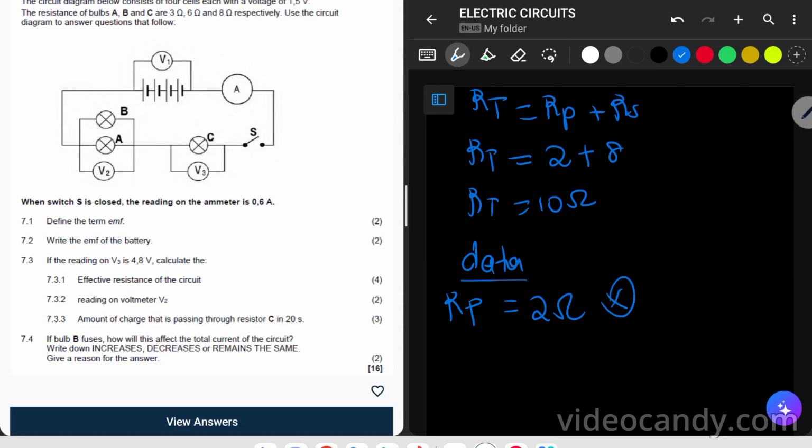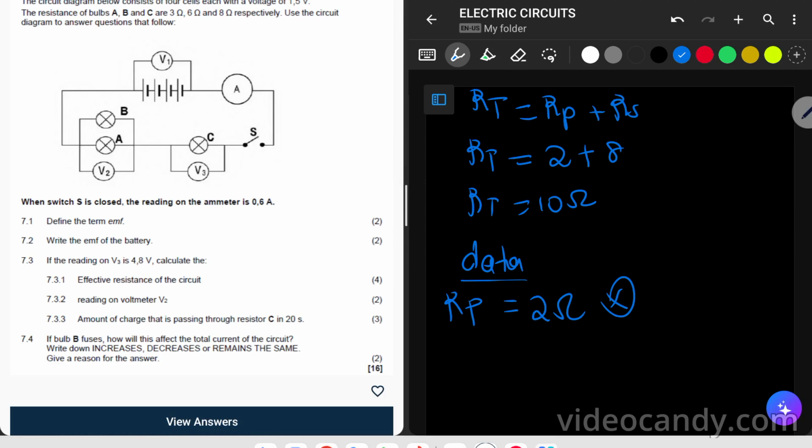I don't know if you understand. To avoid confusing yourself, because the mark allocation there is 2 marks, you can't go around calculating the current of A and the current of B separately. The only shortcut that you might use to suffice the mark allocation and not waste your time on one question is to do it like this.